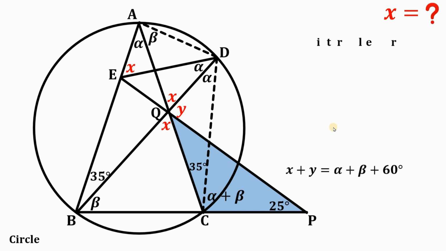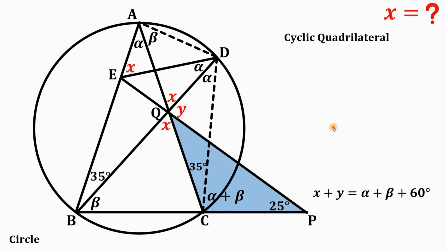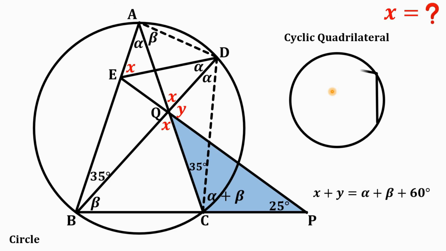Now, another concept. Let's have the cyclic quadrilateral. If we have a circle like this, and we have a quadrilateral inside of it, we know the opposite angles of this quadrilateral add up to 180 degrees. So, if this is theta, this exterior angle is also theta, because this angle right over here is 180 minus theta. This is just a straight line.